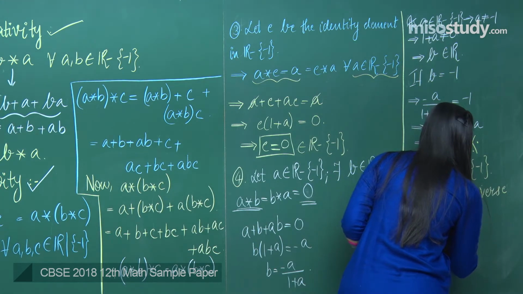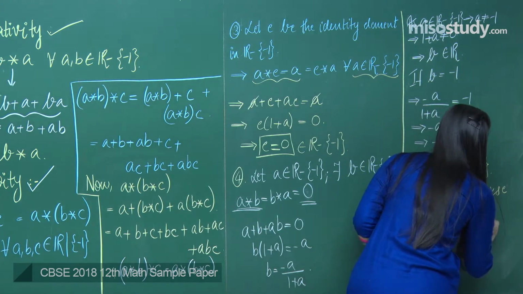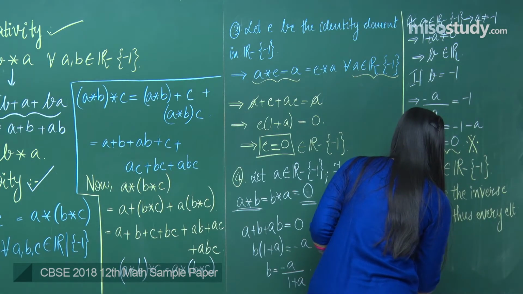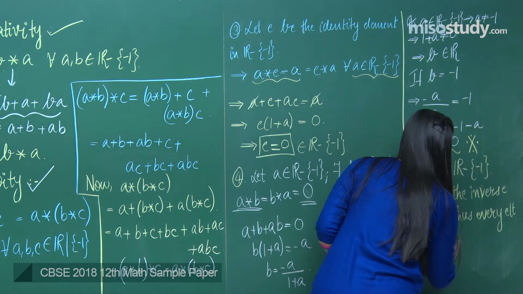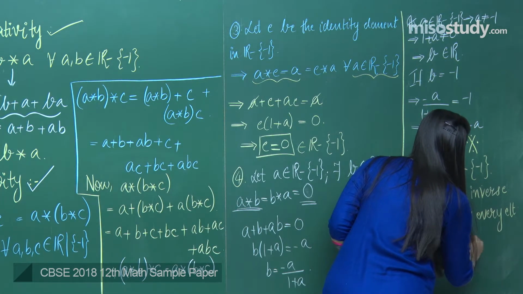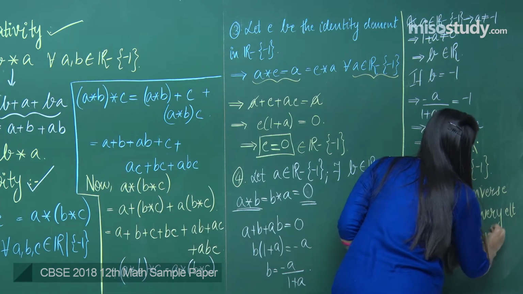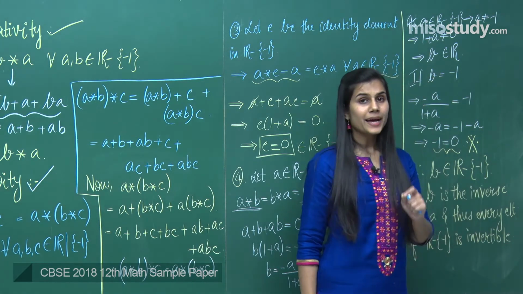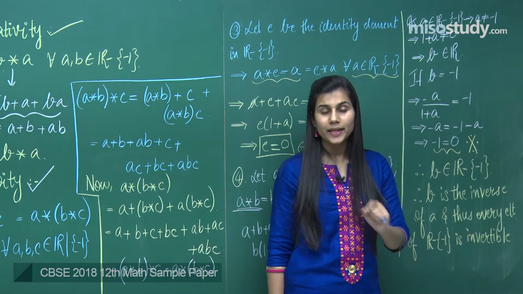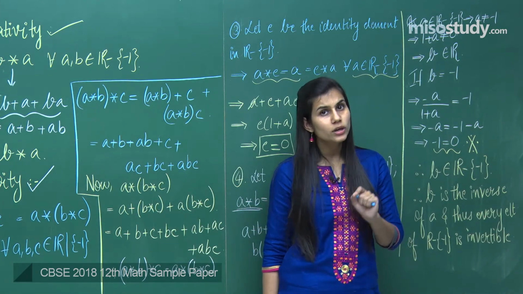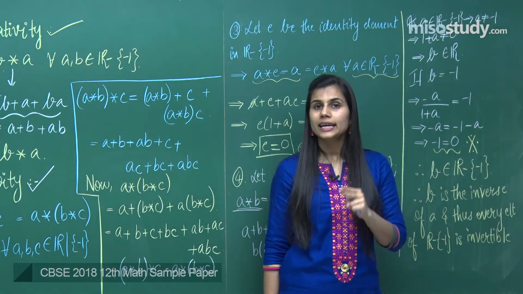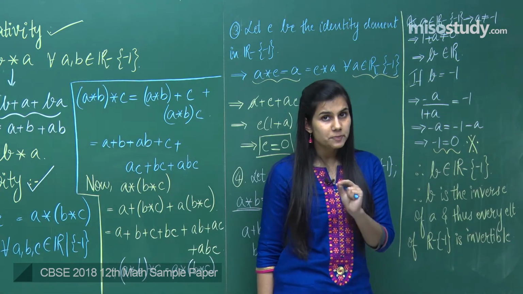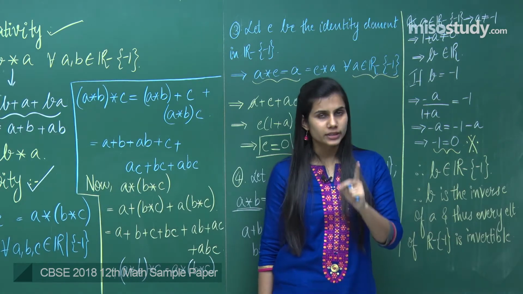Therefore, every element of R minus {-1} is invertible. That is how you need to deal with this question, and that completes my discussion about the two questions in the very first question. So note this down, understand this, spend time with it, and then we are going to watch over the next question.